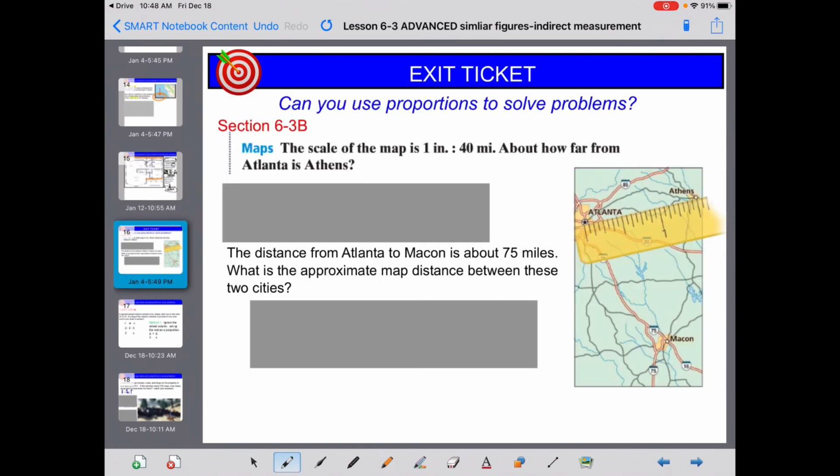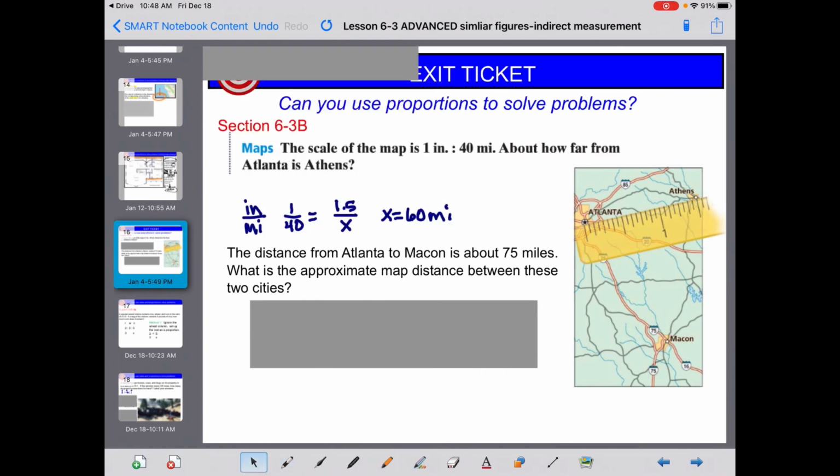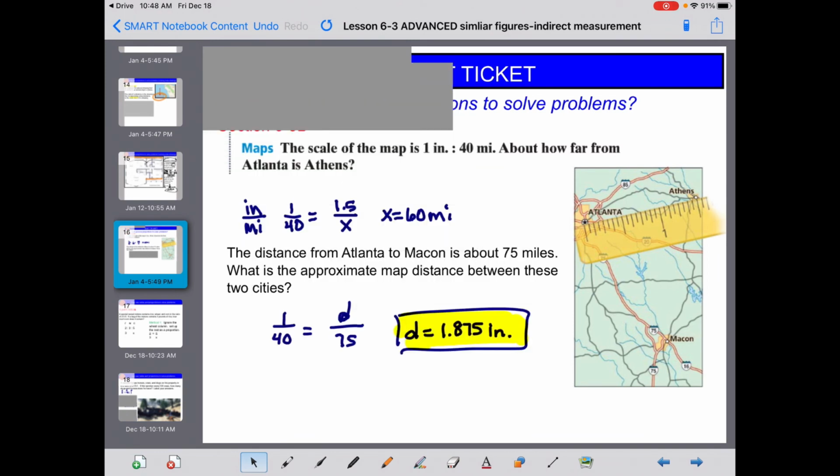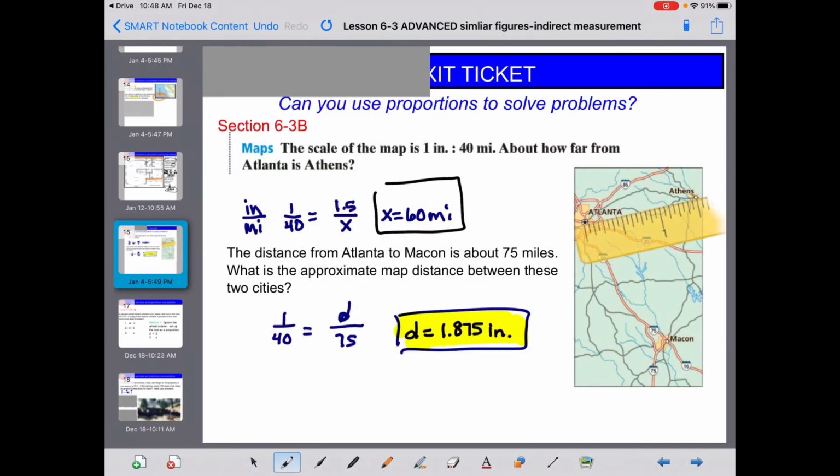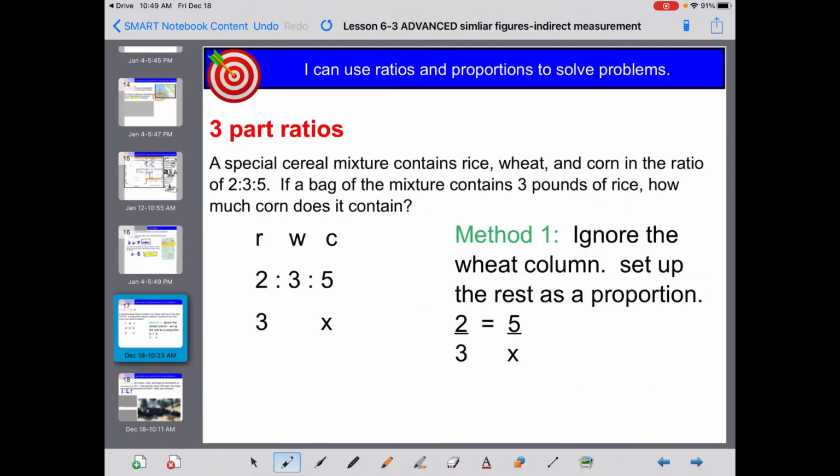Okay, so blueprints is one way. Another way is on an actual map. I want you to pause the video now and try to work these problems using the picture given. Then when you're ready to compare your answers to mine, continue the video. All right, the scale of the map is 1 to 40. You should have gotten 60 and 1.875 inches.